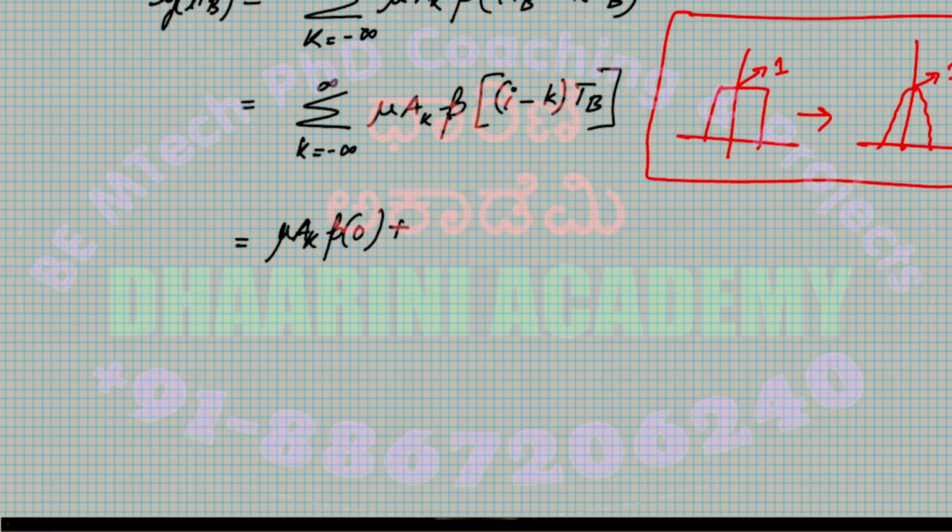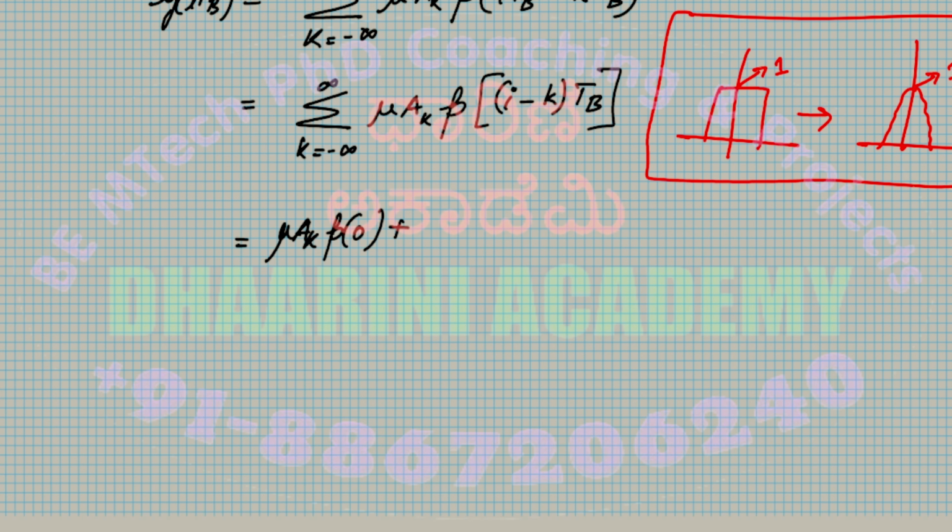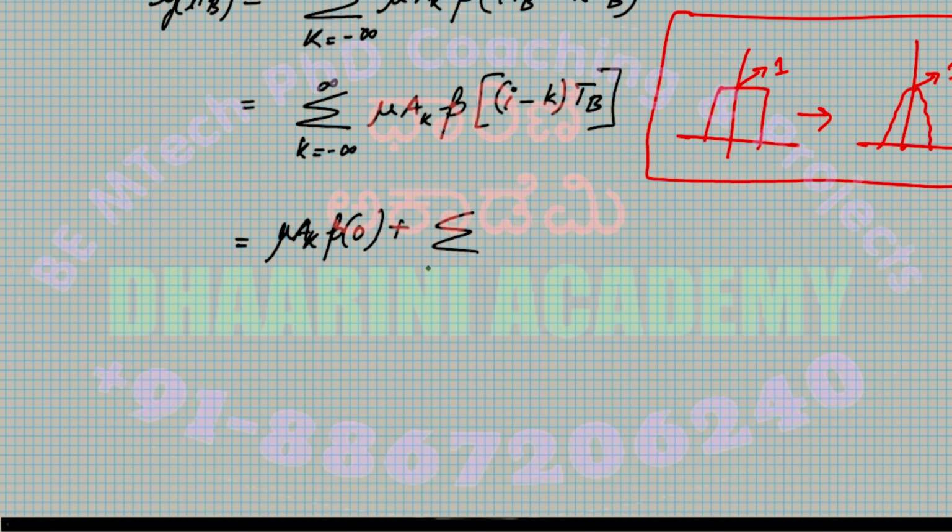Plus, that means you see this summation is all the way from minus infinity to infinity, out of which one term you took out because its value is known to you, but the other values you don't know. So you still write the summation k equal to minus infinity to plus infinity, but k is not equal to I because k equal to I is already taken. The remaining terms you write as mu into ak into P of I minus k times Tb.